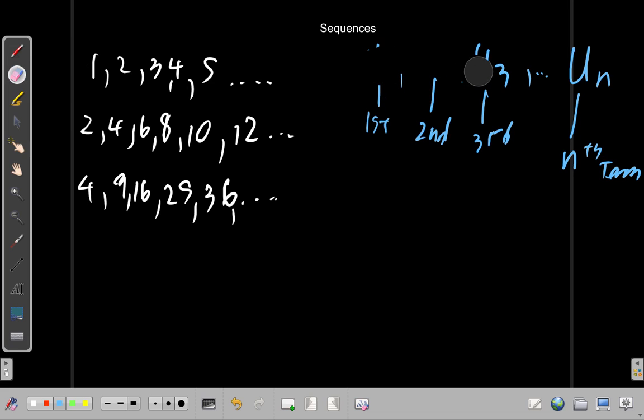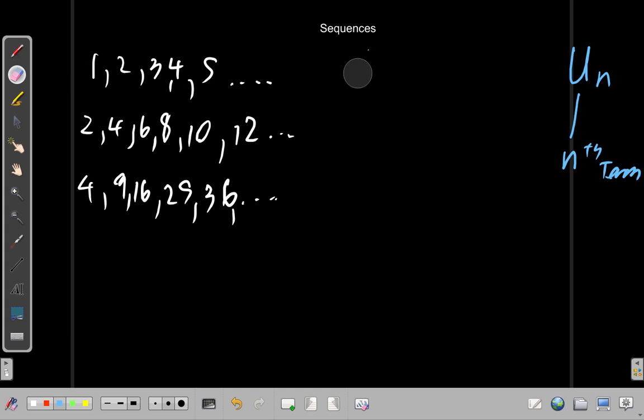So, let me just erase this and see if I can find out what Un is equal to for this sequence. Let's see if we can figure that out. Let me erase this. I might need this space over here.